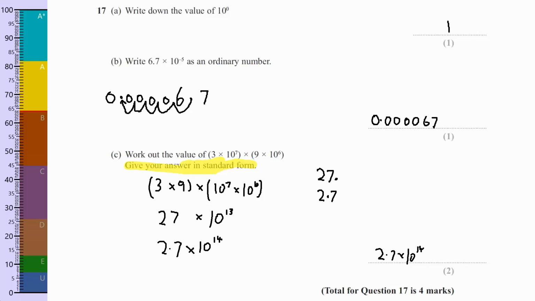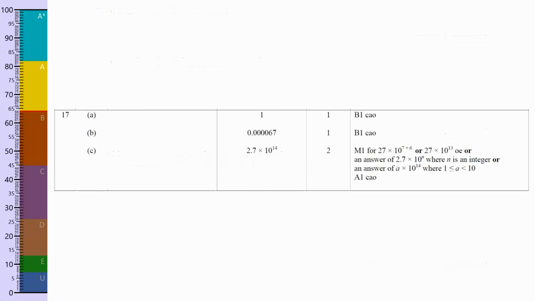Okay, let's have a look at the mark scheme. So you can see here 1 mark for 1, because anything to the power of 0 is 1. 1 mark for the 4 zeros, 6, 7 for that. And then 2 marks for 2.7 times 10 to the power of 14. You can see here that they know that a lot of people would leave it as 27 times 10 to the power of 13. So you get an extra mark if you remember to put it back into standard form.